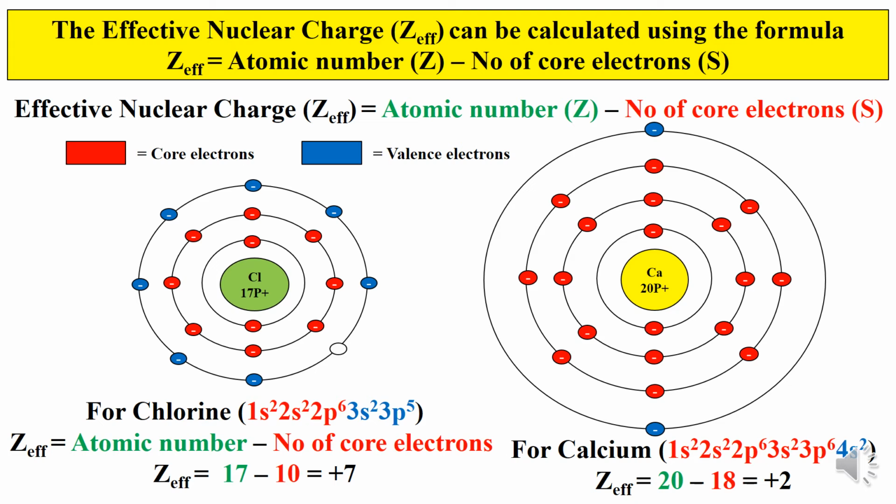So the Z effective for chlorine is +7. And what about calcium? Calcium, atomic number of calcium is 20. It has 18 core electrons, 2 in the first shell, 8 in the second shell, and 8 in the third shell. You sum up, you get a value of 18. That is the number of core electrons. And Z effective will be 20 minus 18, which is +2.